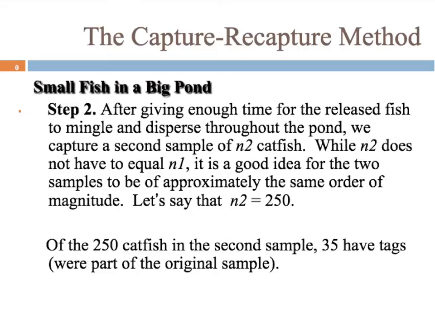Step 2, after giving enough time for the fish to disperse and get mixed back around in the pond, we capture a second sample, n2. Now, while n2 does not have to equal n1 exactly, it's a good idea for them to be almost the same. So maybe this time we capture 250. Of the 250 in that second sample, let's say that 35 have tags, so they were a part of that first sample we collected, and the others are new fish.